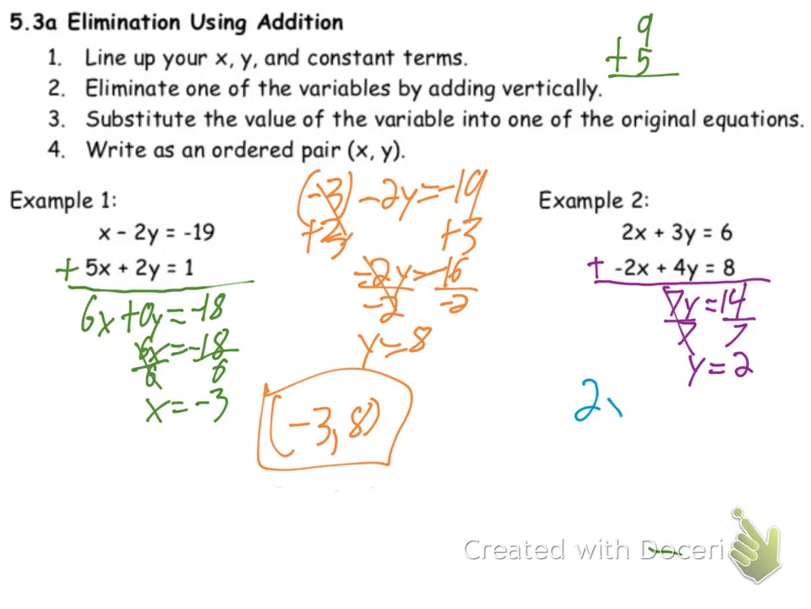2 times x plus 3 times 2 equals 6. So that's 2x plus 6 equals 6. 2x is equal to 0. Do we panic when we have something equal to 0? No, business as normal. Divide by 2. I say, wait, what's 0 divided by 2? 0. x equals 0. So what's our final answer?